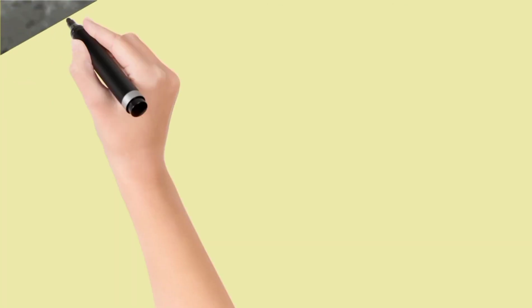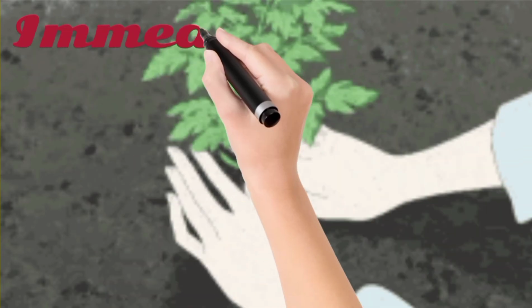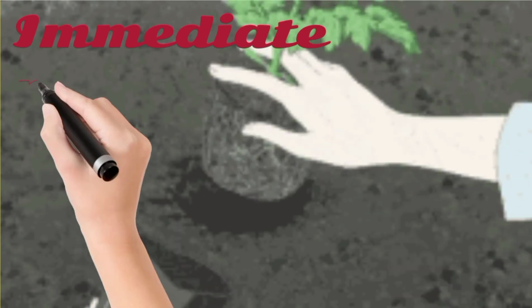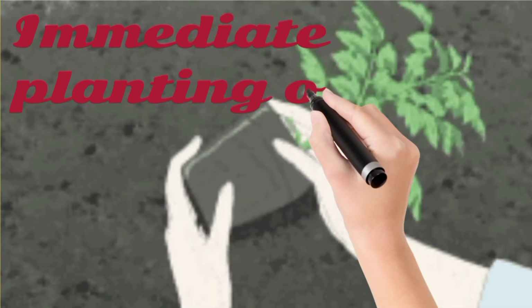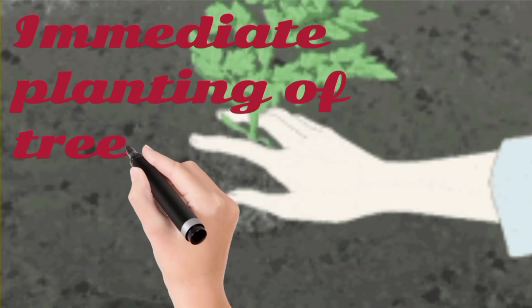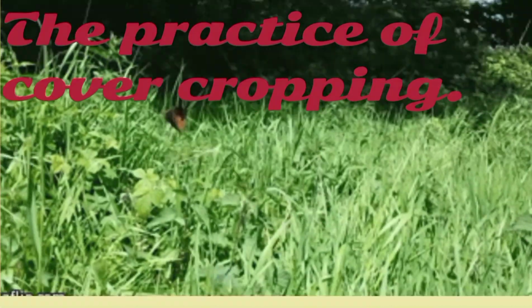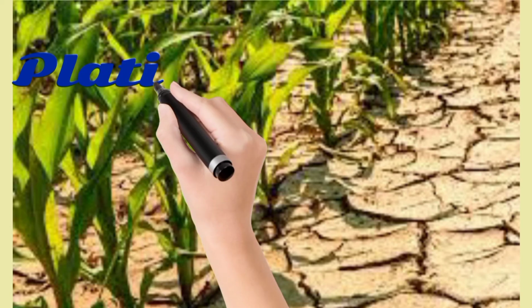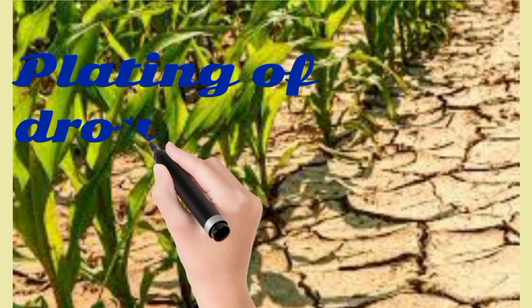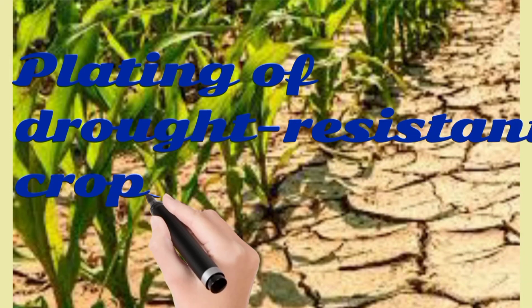One way we can control desertification is the planting of forest trees or the planting of vegetation. And the planting of vegetation simply means reforestation or afforestation. So this is one way we can control desertification. Another way is the planting of cover crops. Cover crops are those crops that cover the surface of the soil. Then the planting of drought-resistant crops can also help to control desertification.